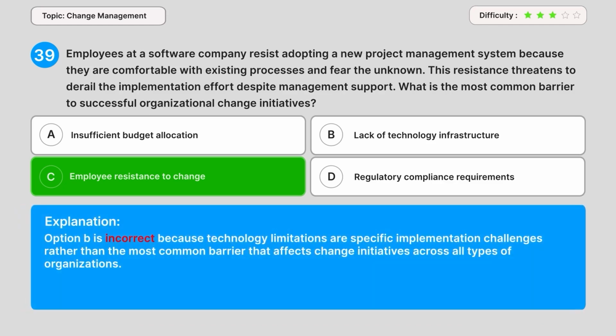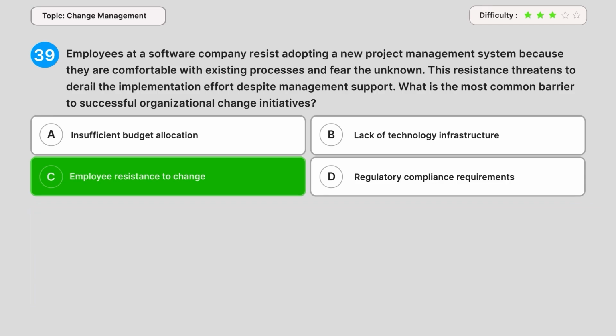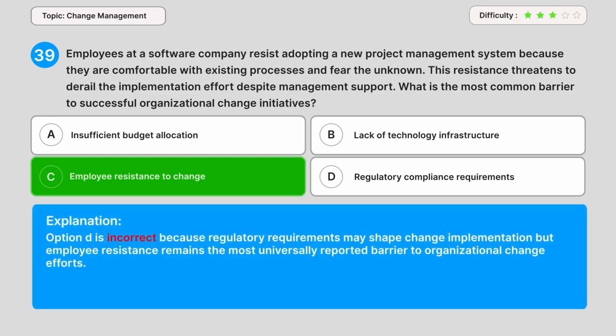Option B is incorrect because technology limitations are specific implementation challenges rather than the most common barrier that affects change initiatives across all types of organisations. Option D is incorrect because regulatory requirements may shape change implementation, but employee resistance remains the most universally reported barrier to organisational change efforts.